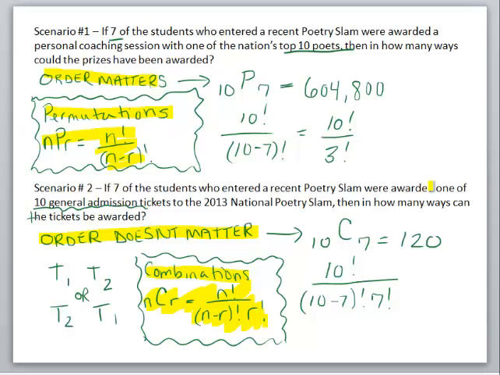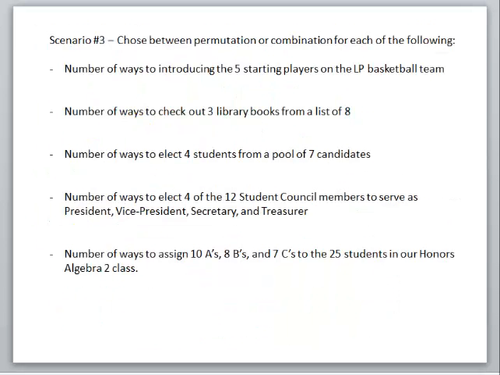Let's take a look at trying to distinguish between the two in our next scenario. Scenario 3, we want to choose between permutations or combinations and then actually find the number of ways. Okay, first one, let's talk about the number of ways to introduce 5 starting players on the basketball team. Okay, I want to introduce 5 basketball players.